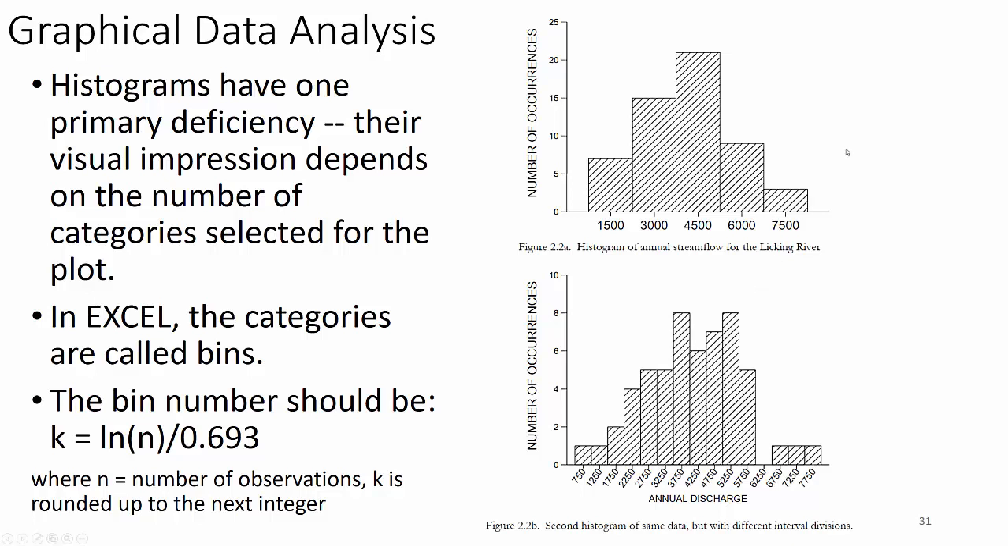Now you can still see a bit of a right skewness of the data towards the right of a central tendency. But still, this is quite different than this. The lower is quite different than the top. So these are bins. The number of bins you should have is the log of n, the number of observations, divided by 0.693, where k is the bin number rounded up. So if you get 6.8, then you use 7 bins.